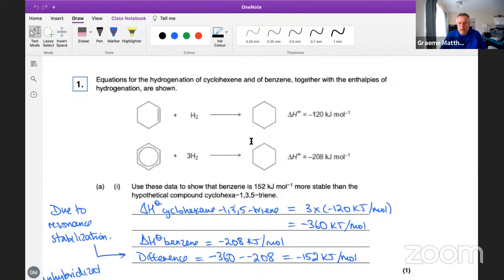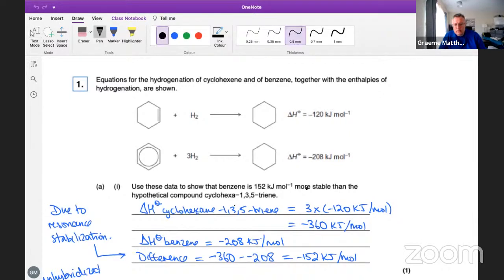Okay, so here we are then. Here's the logic, like we did in the tile with the notes on it. My 1,3,5-triene should be, well, if one pi bond is minus 120 kilojoules per mole, well, you would think if I had 3 pi bonds in it, it would be 3 times minus 120 kilojoules per mole, which is minus 360, right? Yeah.